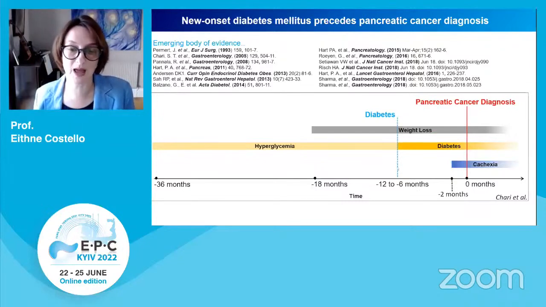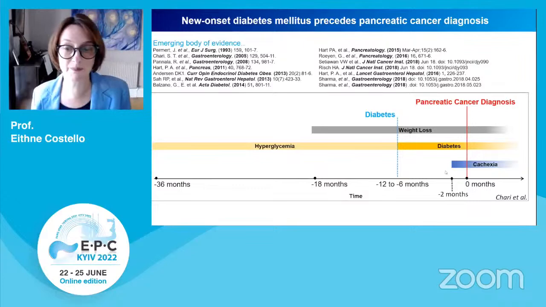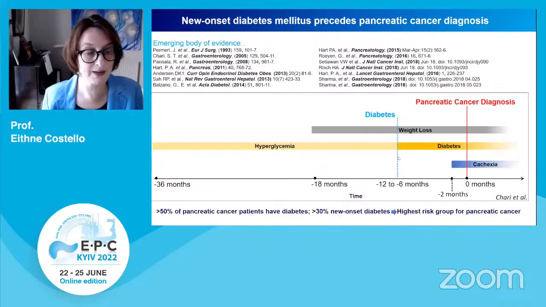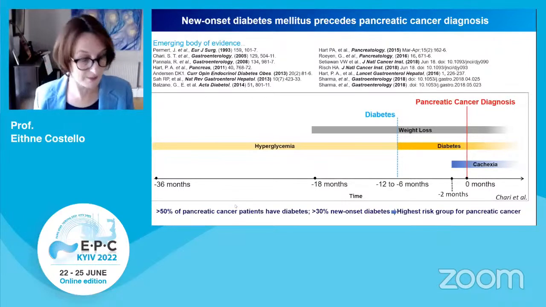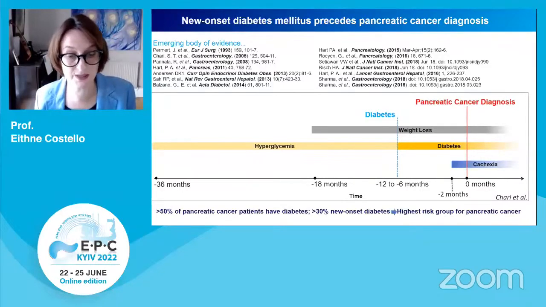So if it was possible at the time of diagnosis of diabetes to diagnose pancreatic cancer, this would enable early detection or early diagnosis of pancreatic cancer. It would bring the diagnosis of cancer forward. And it would potentially have positive effects for a large number of pancreatic cancer patients. More than 50% of pancreatic cancer patients have diabetes, and 30% have new onset diabetes, making it the highest risk group for pancreatic cancer.